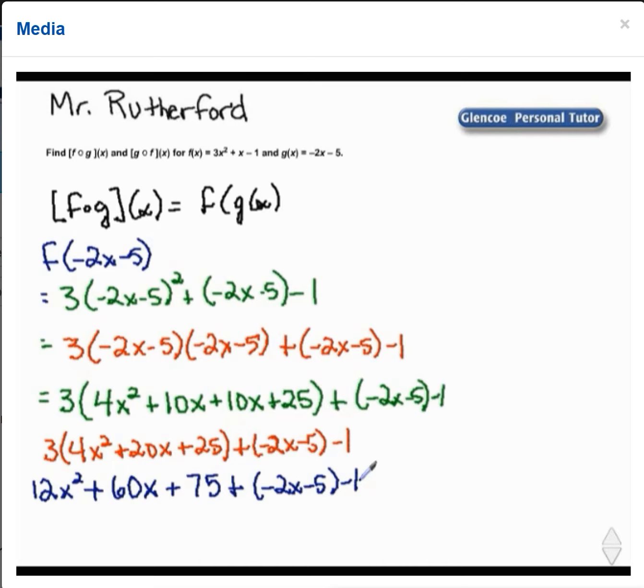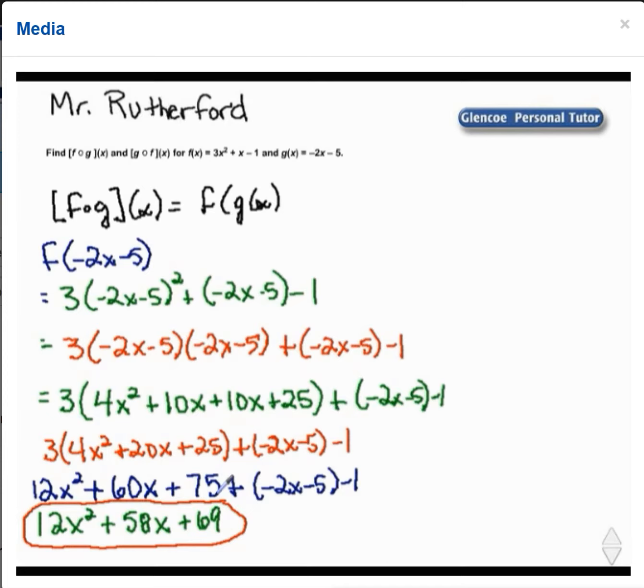So now let's take a look and see if we have any like terms. We have 12x squared. Then we have 60x, and notice negative 2x. This gives us 58x. Then we have 75, negative 5, and negative 1. So in other words, we have 75 minus 5, which is 70, minus 1, which is 69. So now we found our composition, and our answer is 12x squared plus 58x plus 69.